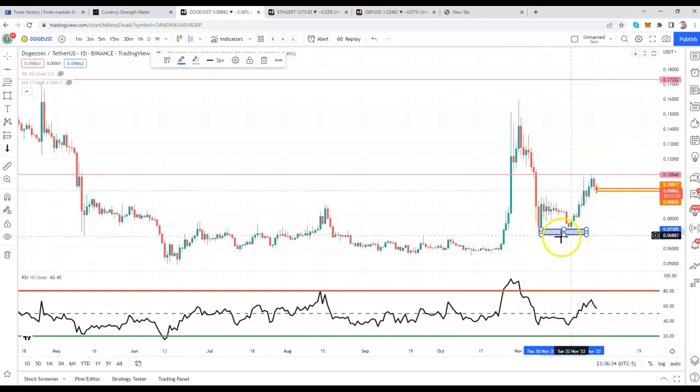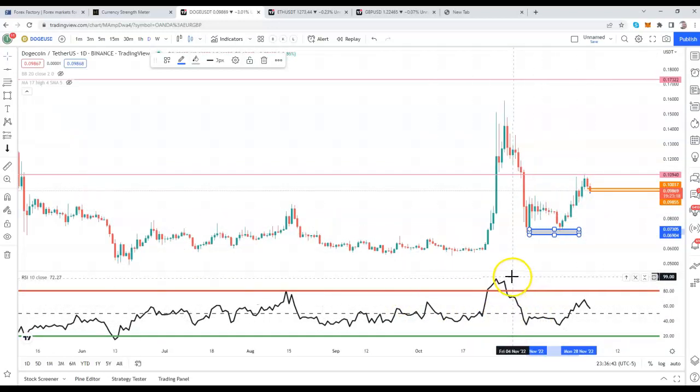This would have been a great area to buy. You know, the RSI was just in an uptrend. RSI came back to the 50 area. You could have been looking for buys here, and you would have been in profit. Now that's just one theory, you know, following a trend trading.